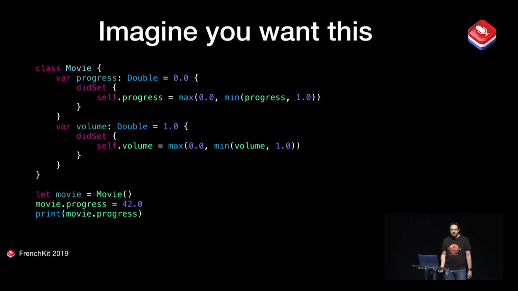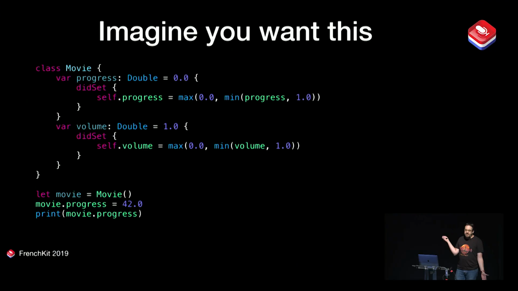So one way to do that in Swift is to use get, set, didSet, willSet. So here, if we use didSet, the behavior is that when you assign a value to movie.progress, like 42 here, the didSet will automatically run and will replace that value with the clamped value between 0 and 1, so 1 in this case. So that's all nice and well, and that works great.